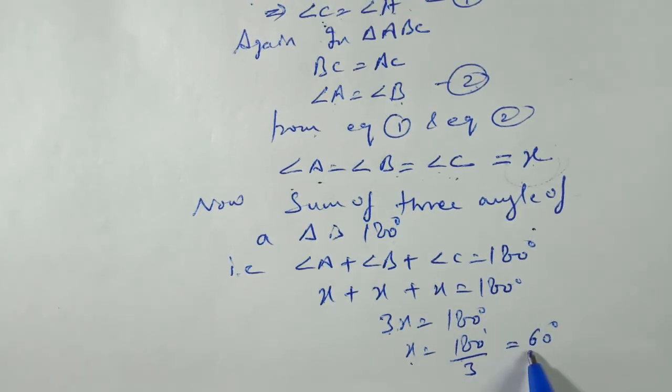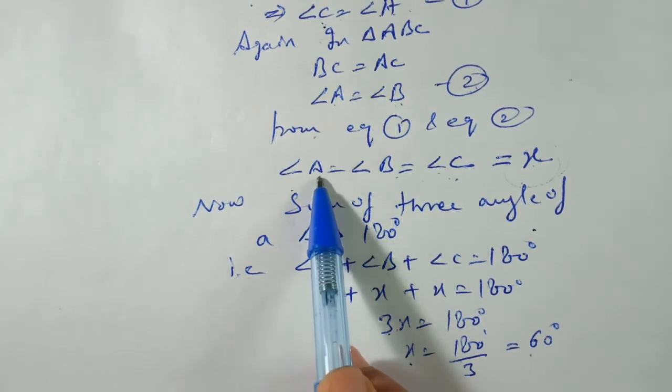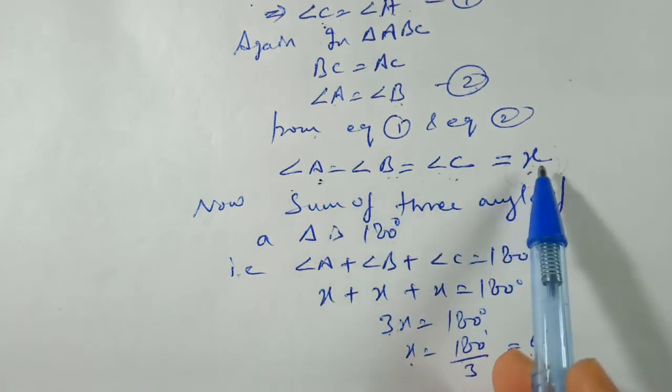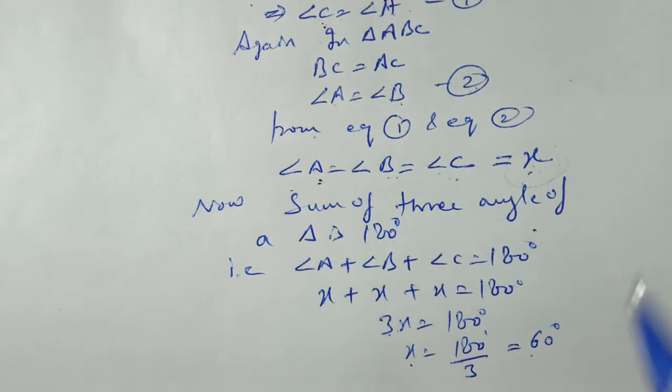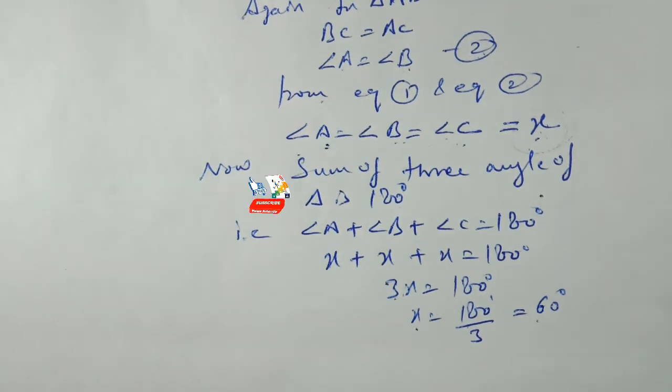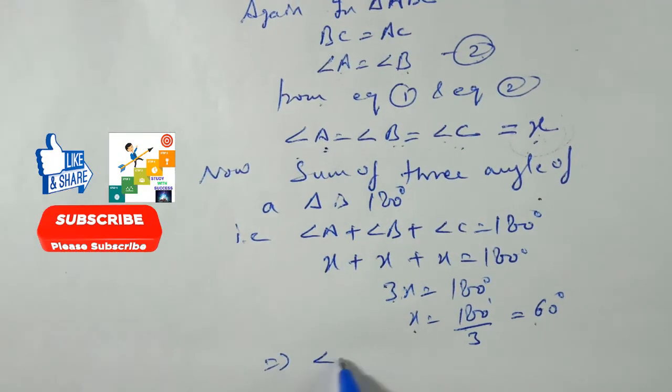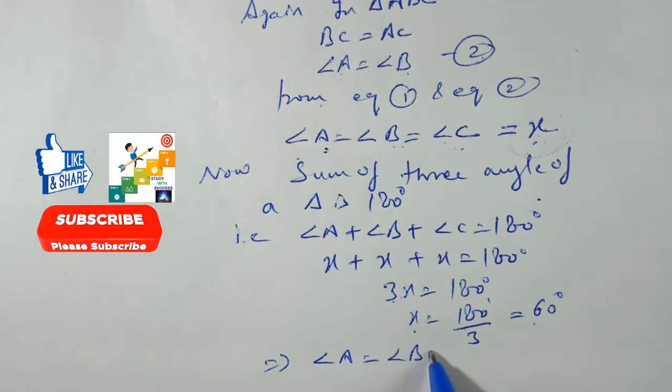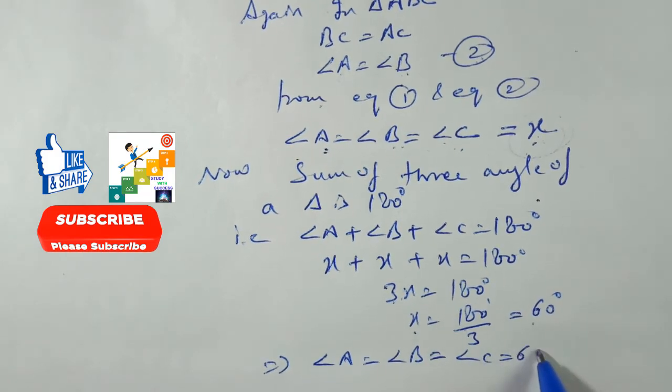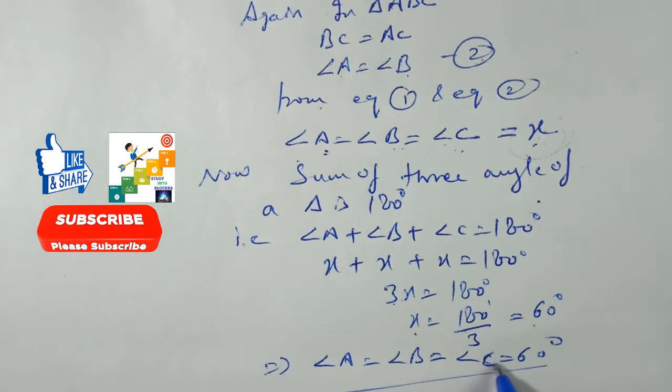If x is equal to 60 degrees, so we can say angle A is equal to 60 degrees, angle B is equal to 60 degrees, and angle C is equal to 60 degrees. So this implies that angle A equal to angle B equal to angle C is equal to 60 degrees, which we had to prove. Thank you.